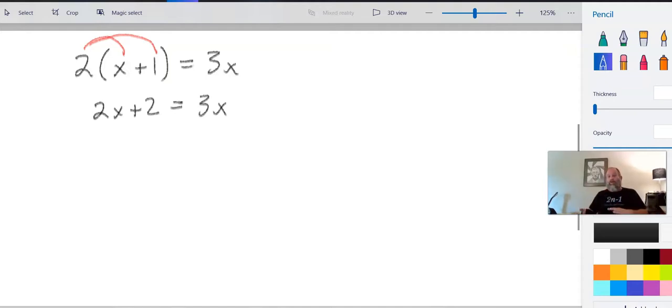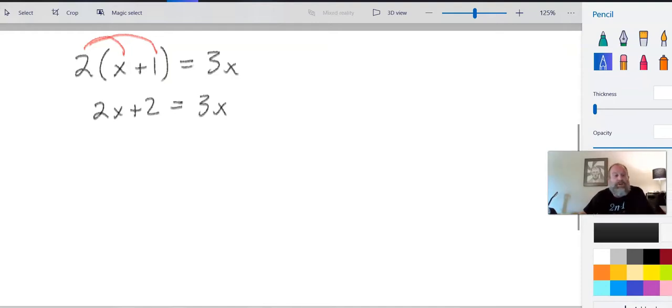Now, remember, our goal is to get our x's on one side and our numbers on the other. We have x's on both sides, right? So that means we have to pick a side. It actually doesn't matter whether you decide to move them all to the left or move them all to the right. In fact, I'll work this one out both ways so you can see how each one results. There are times it's easier to move it to one side or the other.